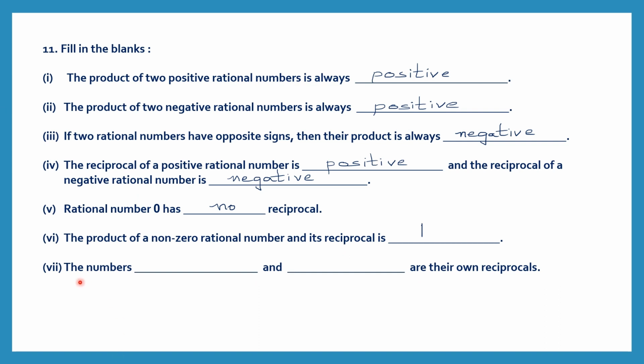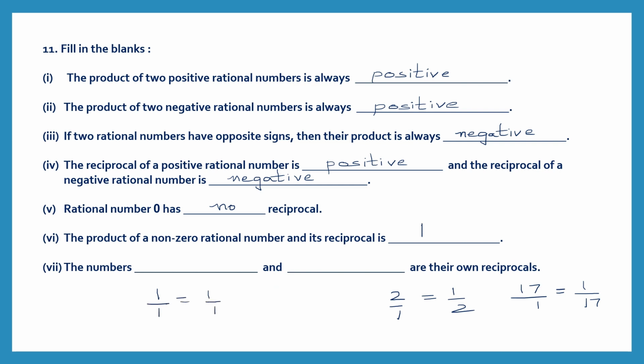Question 7. The numbers dash and dash are their own reciprocals. Which are the numbers that are their own reciprocals? Now suppose I take 2. What is the reciprocal of 2? 2 is 2 by 1, isn't it? Reciprocal will be 1 by 2. Suppose I take 17. What is the reciprocal of 17? 17 by 1 is 1 by 17. Now which are the two numbers, because there are two blanks, which are their own reciprocals? Now if I take 1, 1 by 1, the reciprocal is also 1 by 1.